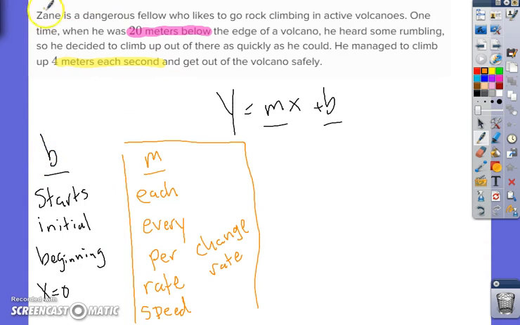So, okay, so I've got Zane, and he's on a volcano. He started 20 meters below. 20 below, and I need to make sure that I put a negative with that because of the below. So that's negative 20 is where he starts. Starts on the volcano.